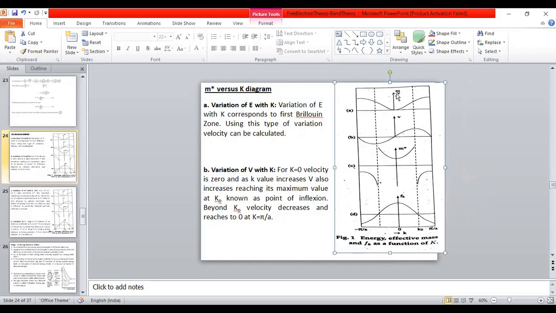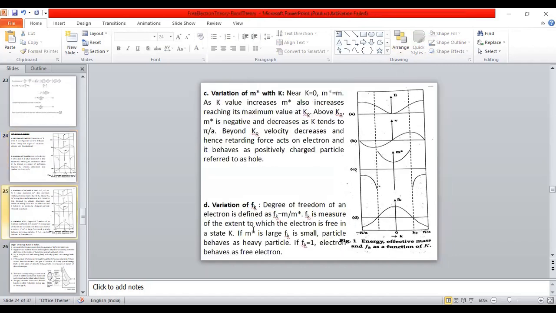The variation of E with respect to k: k is on the x-axis and E is on the y-axis. So using this variation, the variation of velocity can be calculated. Variation of v with k: for k equal to 0, velocity is 0, and as k value increases, v also increases, reaching its maximum value at k naught, known as the point of inflection. Beyond k naught, velocity decreases and reaches 0 at k equal to pi by a.